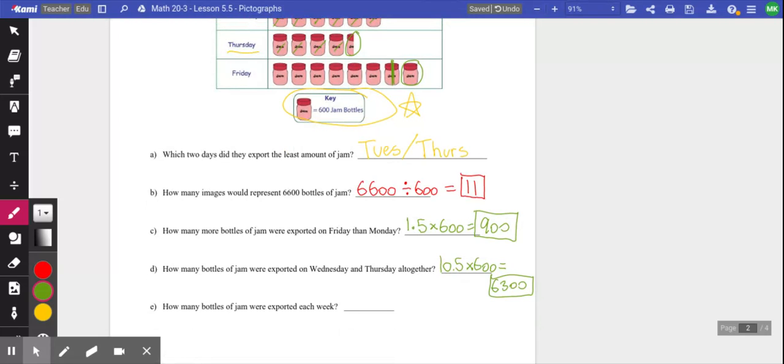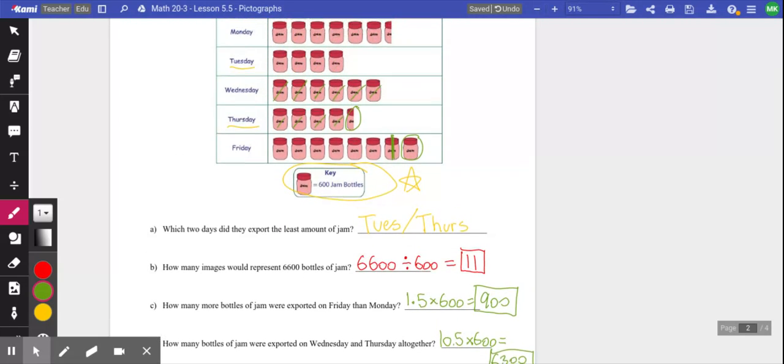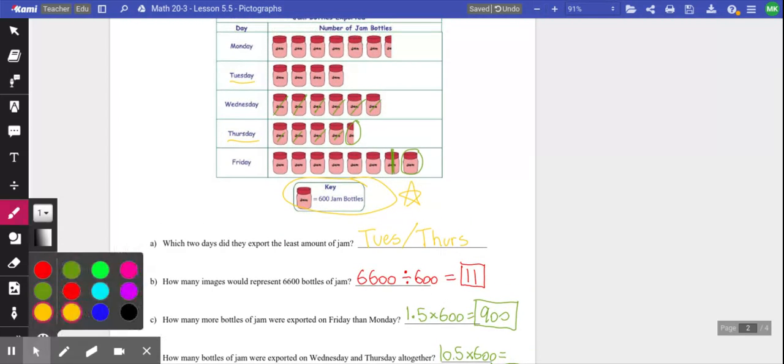E, how many were exported each week? So if you want to do each week, you need to total up all the jam. So that would be 1, 2, 3, 4, 5, 6 and a half, 7 and a half, 8 and a half, 9 and a half, 10 and a half, 11 and a half, 12 and a half, 13 and a half, 14 and a half, 15 and a half, 16 and a half, 17 and a half, 18 and a half, 19 and a half, 20 and a half, 21, 22, 23, 24, 25, 26, 27, 28, 29.